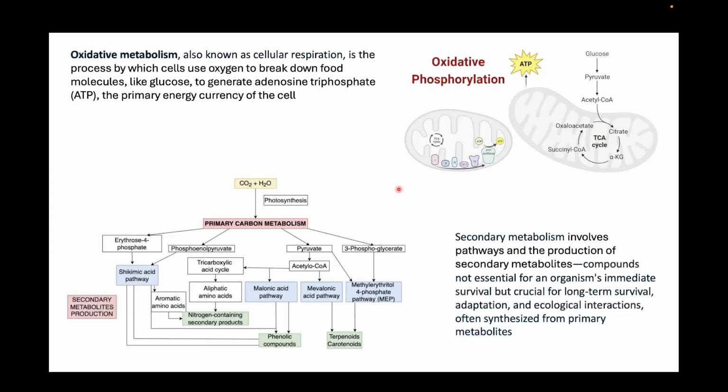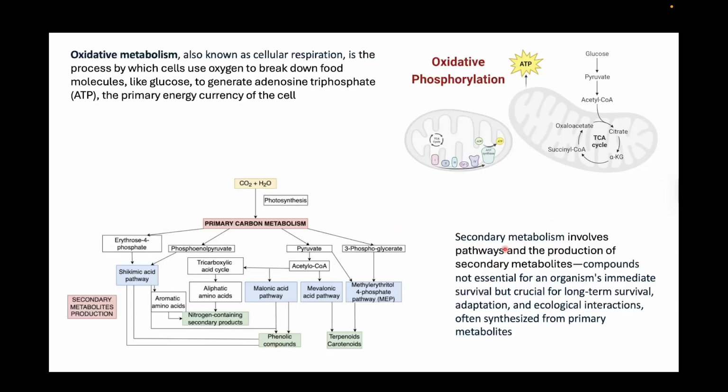Okay. Now, let us understand what is oxidative metabolism and what is secondary metabolism. Oxidative metabolism is nothing but cellular respiration, by which cells use oxygen to break down food molecules like glucose to generate ATP, which is the energy currency of the cell. So, using oxygen to oxidize glucose to generate ATP. This is oxidative metabolism. Here oxidative phosphorylation or cellular respiration happens in organelles like chloroplast and mitochondria. And what is secondary metabolism?